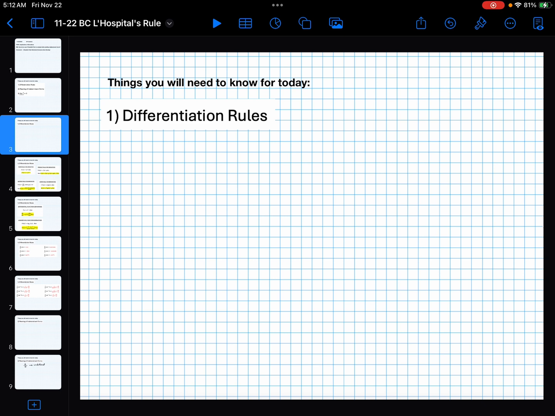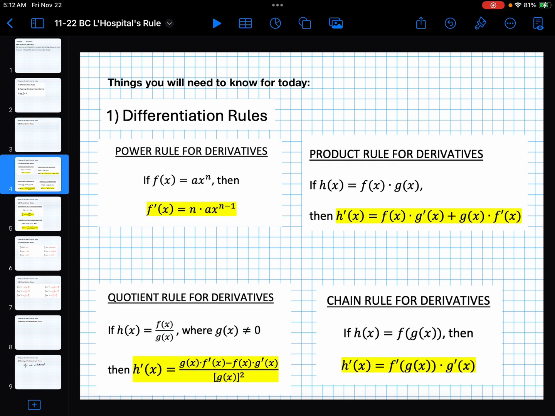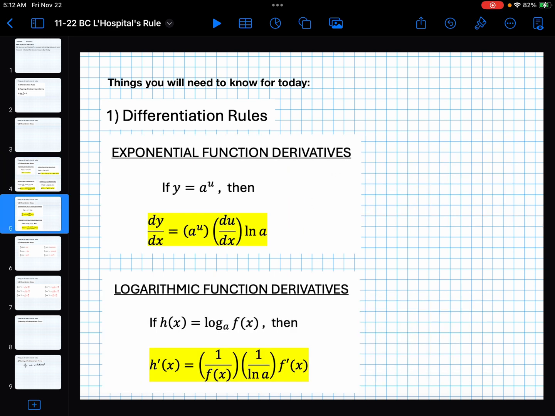You could always pause the video if you need this as a reference, but here are the big four: the power rule, product rule, quotient rule, and chain rule. And again, you could always pause the video if you want. I'm not going to go through them individually. Here are the rules for exponential functions and logarithmic functions. When you want to differentiate them, you should have learned these.